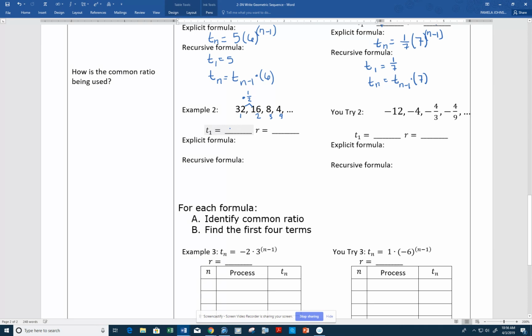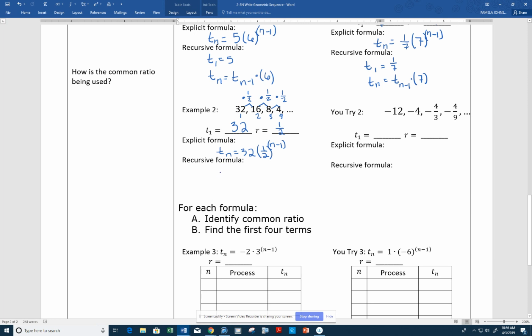Okay, we're dividing by 2, which means we're multiplying by 1/2. To get from 16 to 8, we're multiplying by 1/2. To get from 8 to 4, we're multiplying by 1/2. So our first term is 32. Our common ratio is 1/2. Our explicit formula is T sub n equals 32 times 1/2 to the n minus 1 power.